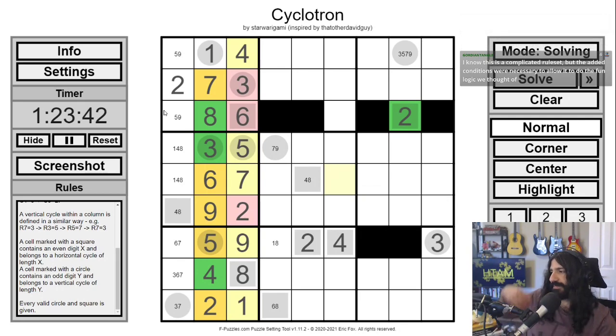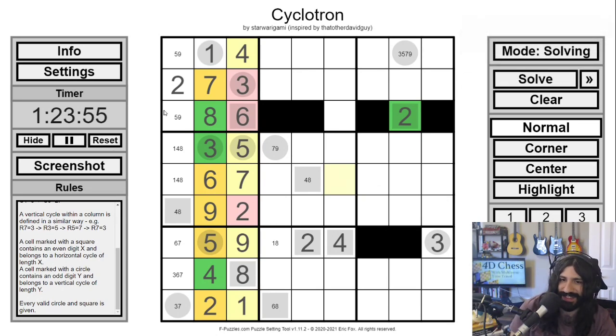Okay. I know it's a complicated rule set, but he added conditions. The added conditions were necessary to allow you to do it in the fun logic you thought of. Considering how much you'd have to constrain it to make something like this possible, I think it's rather elegant. I don't use that word lightly. I think it's a really well-designed puzzle. It doesn't feel super bloated.